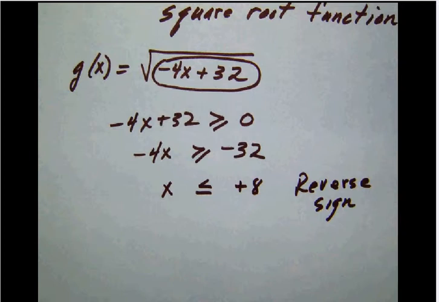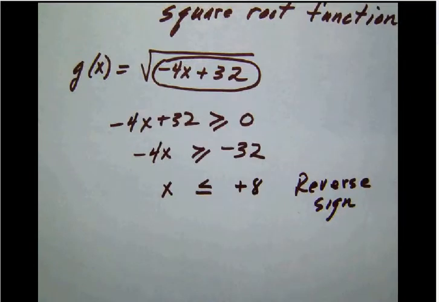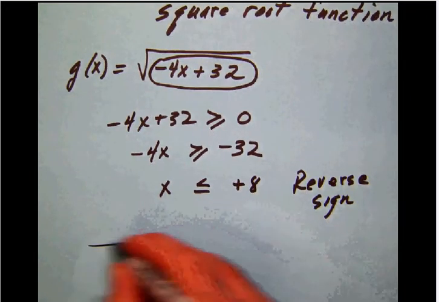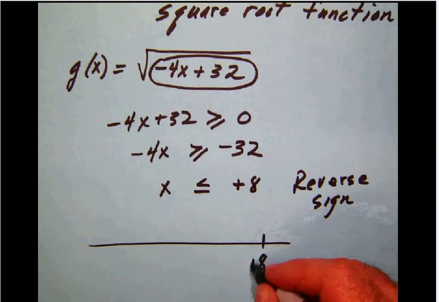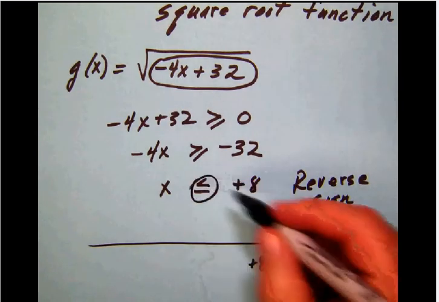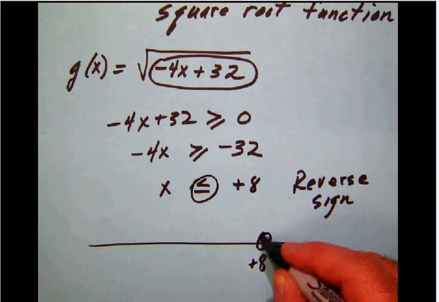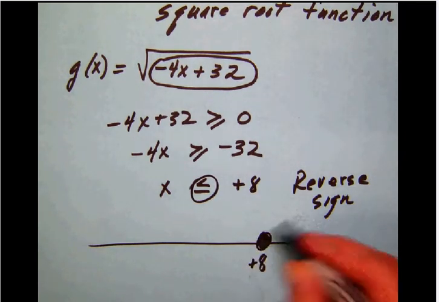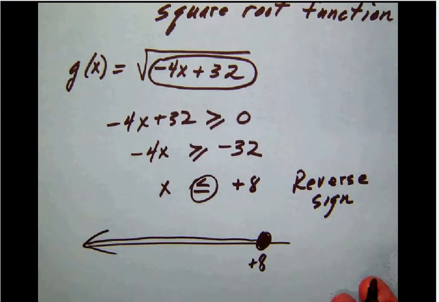Let's go back to ALEKS and see what they want here. Well, they want this answer in interval notation. So once again, let's look at our notes here. If you think about this on a number line, what you would have here is the number 8. Now, of course, that's a positive 8. And notice that the less than or equal to sign is underlined, so that means we're going to shade this dot in, and we're going to go this way. So we're going to go with everything to the left of that.